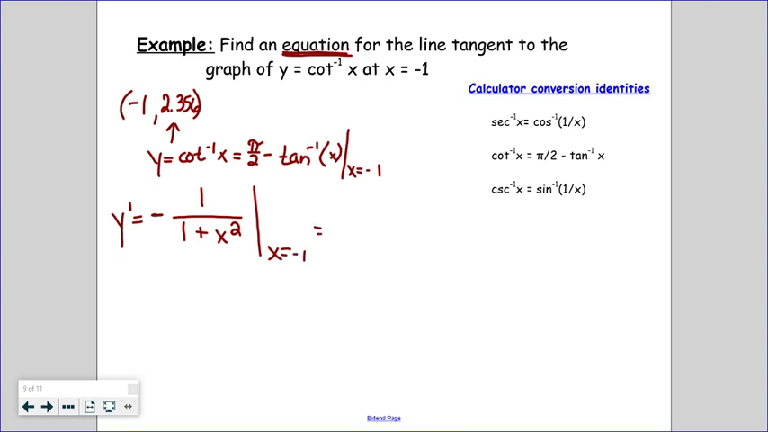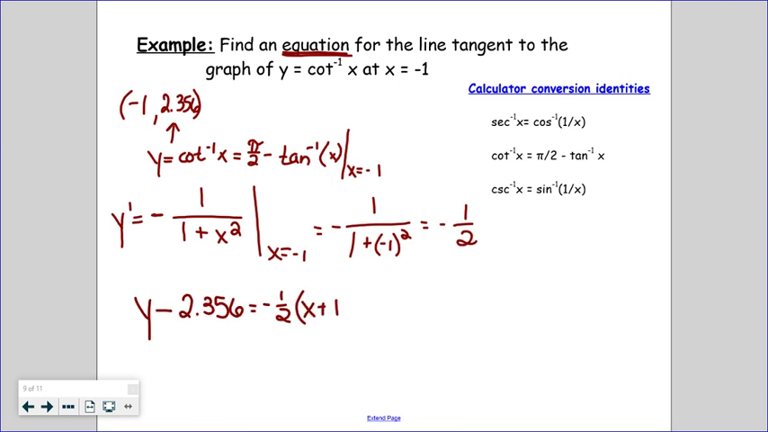I'm going to be a really good algebra student right now and remember that when I plug in a -1 to be squared, it comes out positive. Yeah? So 1 plus 1 is 2, and I find out the slope of this is -1/2. Last step is just writing that into my equation. So y minus 2.356 equals -1/2 x minus -1. Questions on any of that?